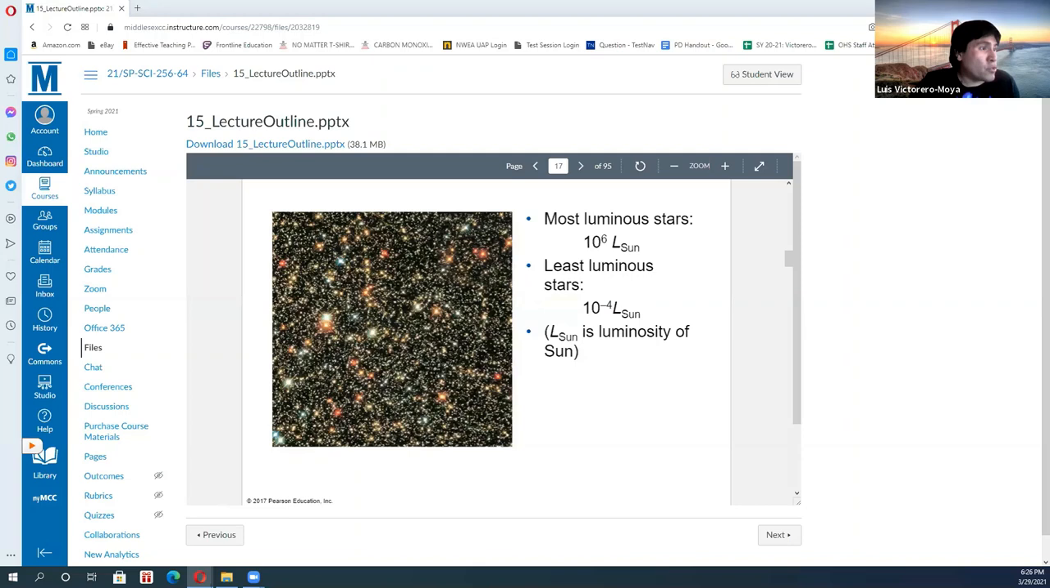So that's why we have a million, that's 10 to the 6 times the luminosity. So the most luminous stars that we have found in the universe are approximately a million times more luminous. And for stars that are less luminous than the sun, approximately 10 to the negative 4 times the luminosity of the sun. Okay. All right, here it is.